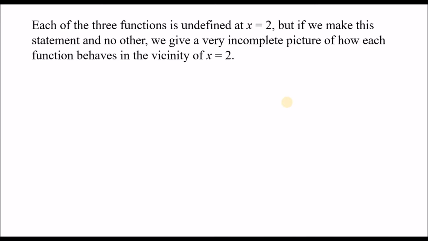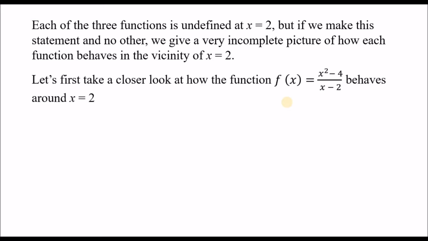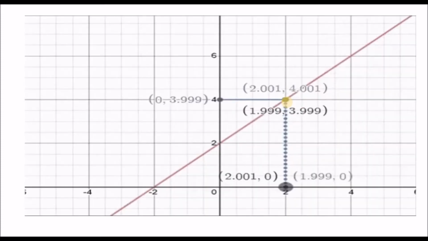Each of these functions is undefined at x equals 2. But if I make this statement and I don't make any other statement, then I am not giving a complete picture of how each of these functions behaves in the vicinity of x equals 2. So let's take a look again at the function f of x equals (x squared minus 4) over (x minus 2) and how it behaves around x equals 2.